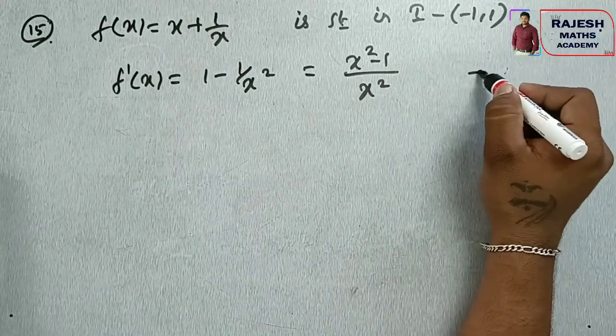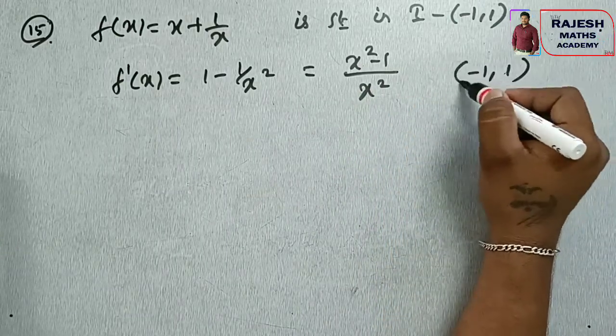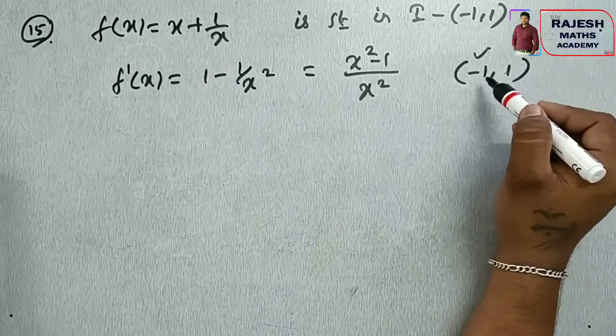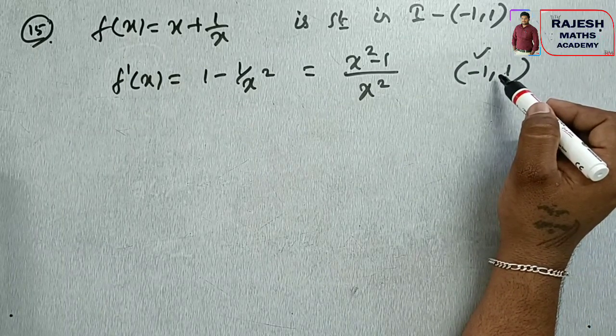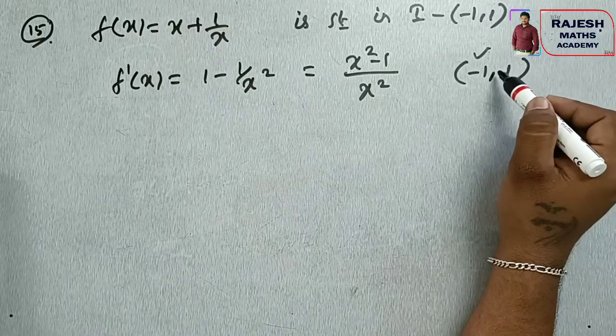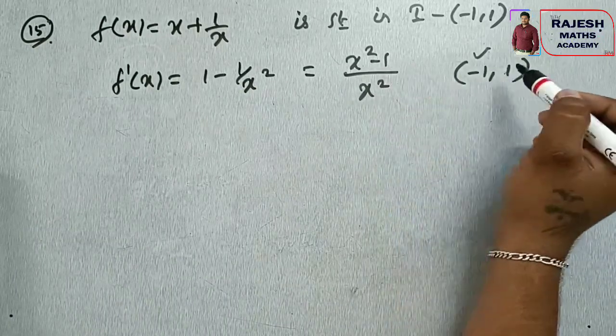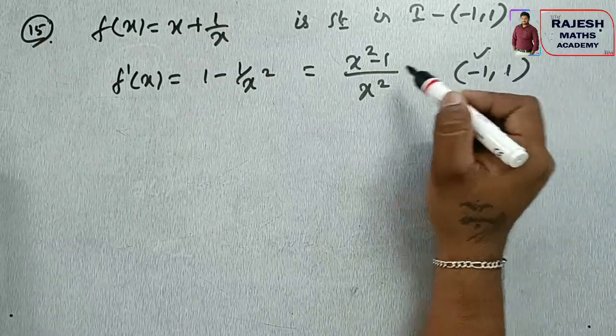Clear? So we should not take the values minus 1 to 1. If you have taken values greater than minus 1, for example 0, it will become negative. If you have taken values less than 1, like 0.5, this will become negative.